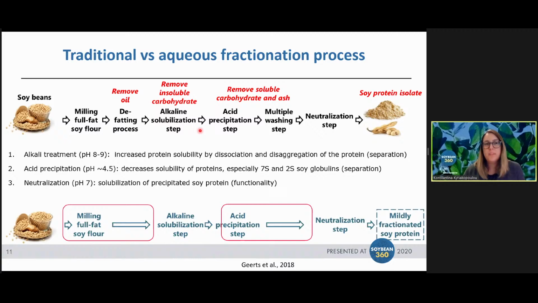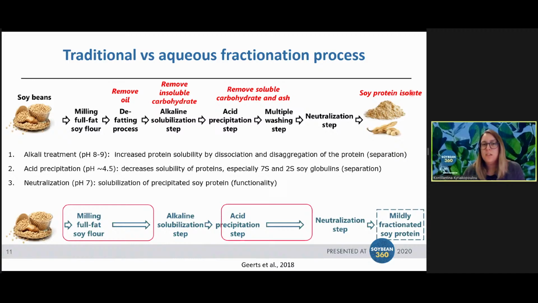After the solubilization step, we have an acid precipitation step where the pH is adjusted close to the pI of the soy protein, so we can separate a significant fraction of the proteins. In this step we also remove any soluble carbohydrates. After this, we can wash our product and neutralize it to a neutral pH. This neutralization step significantly helps the functionality of the protein, and at pH 7 the solubility of the protein is in general relatively high. So that's how a protein isolate is recovered.